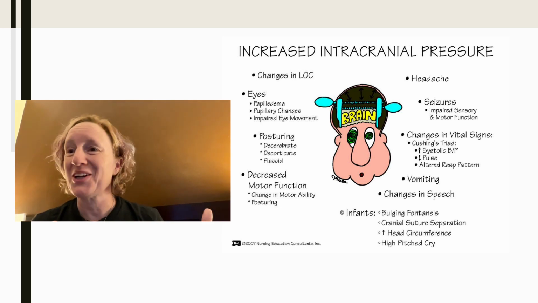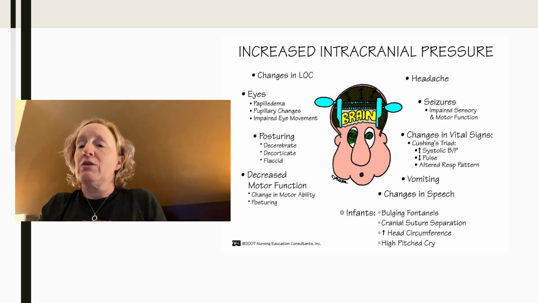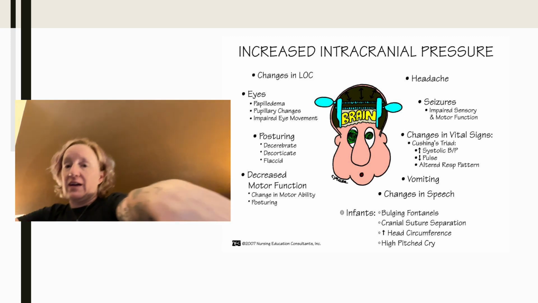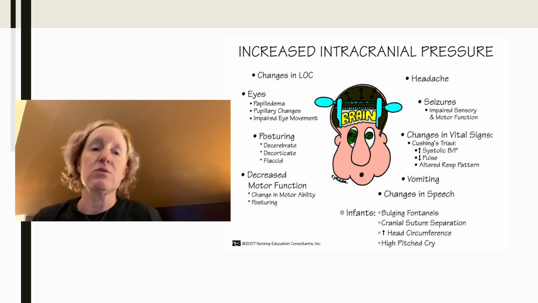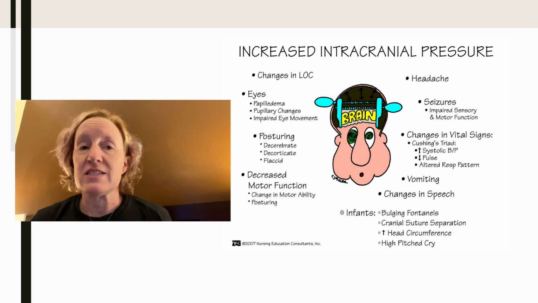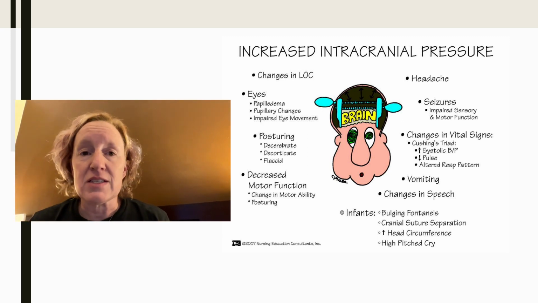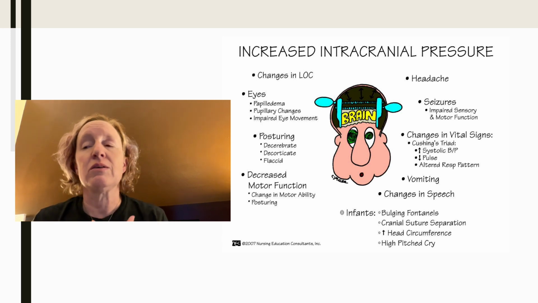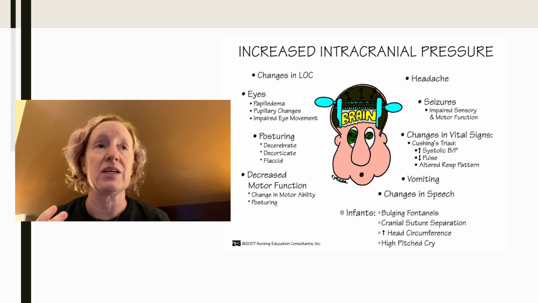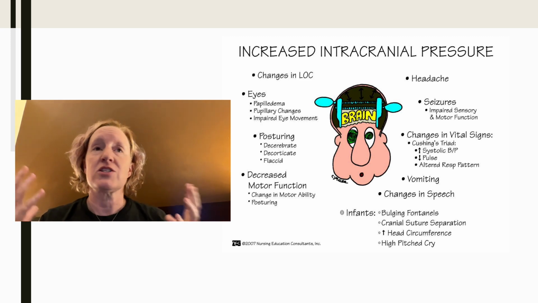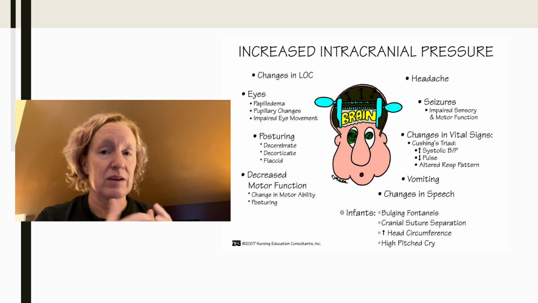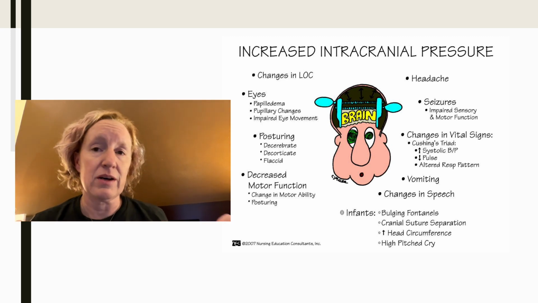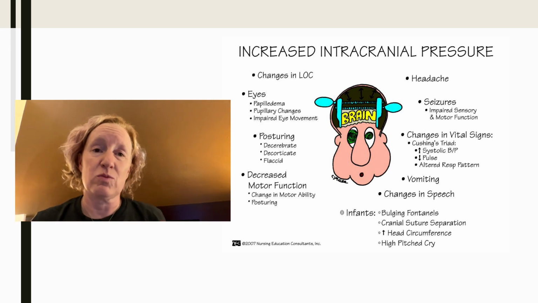Posturing, that decorticate, bringing it to the core, or decerebrate, where we're extending our hands, we're extending out, or flaccidity, all can be things that we might see. Seizures, we will see, especially can happen quickly after a hit because their brain just kind of goes a little haywire, or that can be prolonged with injury and the swelling process.